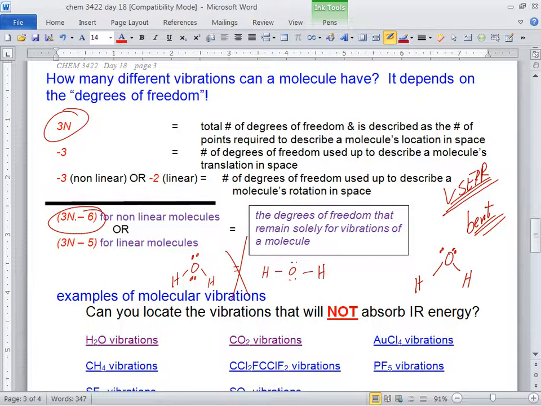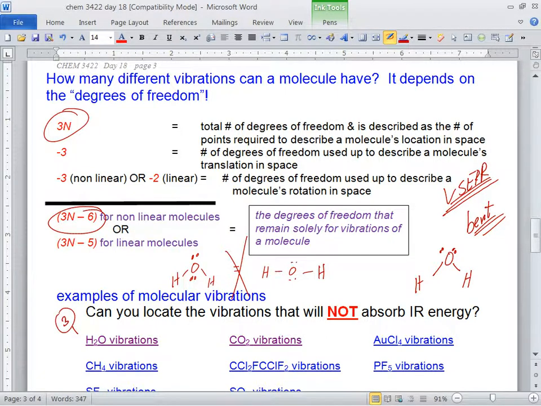So you multiply 3 and then subtract it by 6. Yep. What's n? N is number of atoms. And water has 3. 3 times 3, 9, minus 6, 3. So we should see 3 here.